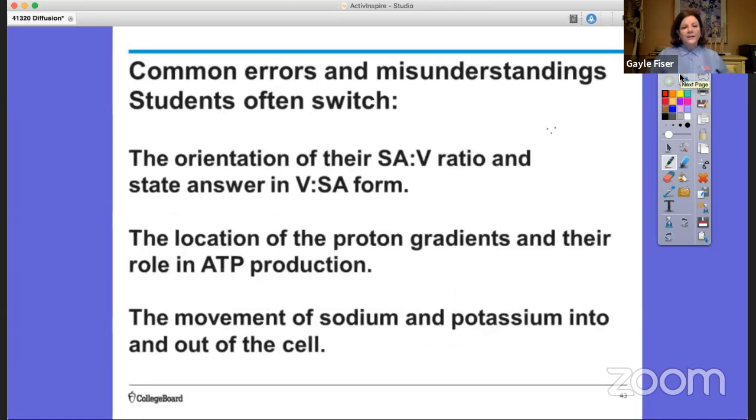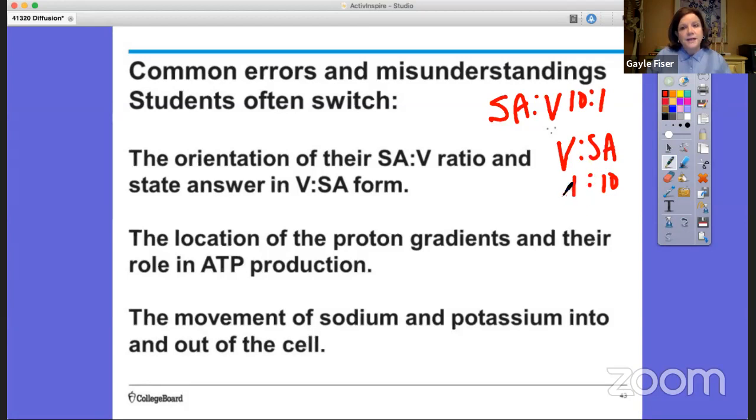Okay, some common errors and misunderstandings. Students, if you write this, it is not the same as this. In interpretation, if you were to say the same numbers and say 10 to 1, and then you had 10 over here and you said your surface area to volume ratio is 1 to 10, you have to be very careful in how you write things, in what order, and then how you complete your sentence with those terms.